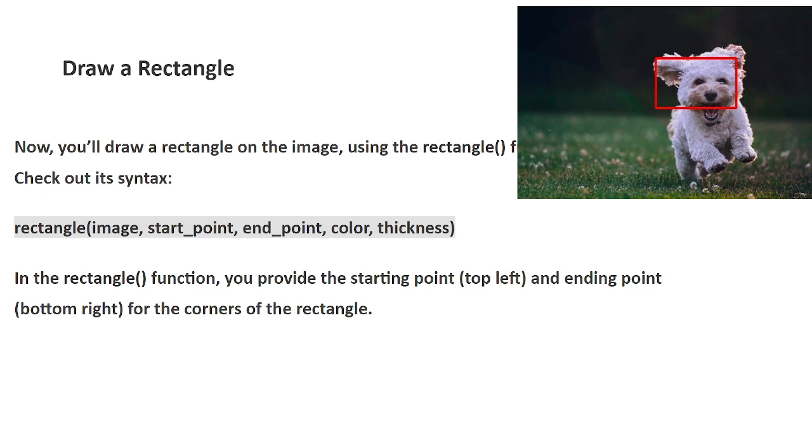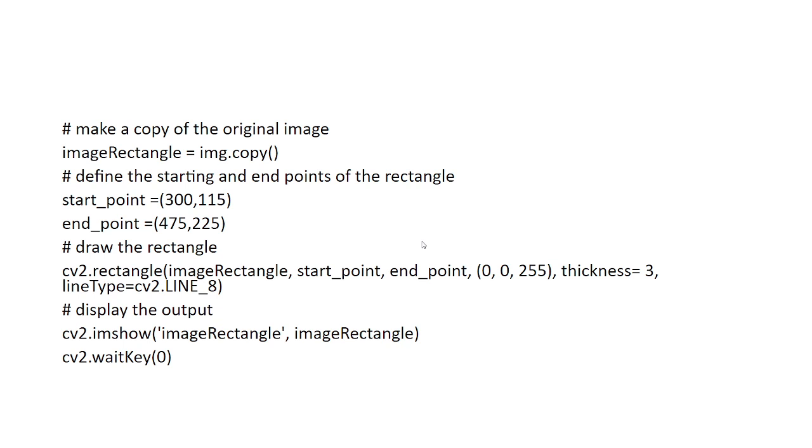Then you can draw the rectangle. You have this particular syntax for drawing a rectangle on any kind of image. Here also you have start point, end point, and thickness. Similarly, in this rectangle syntax, you mention the image which you want to access, then start point, end point, color pixel, and your thickness.